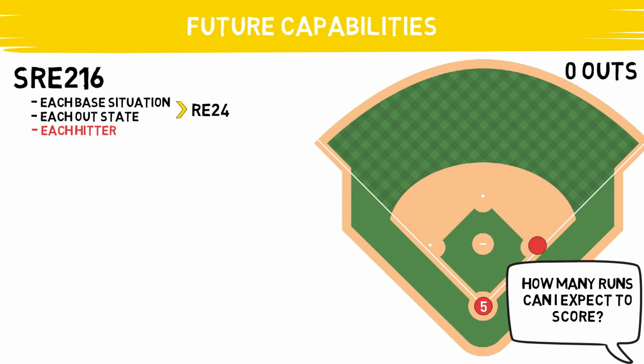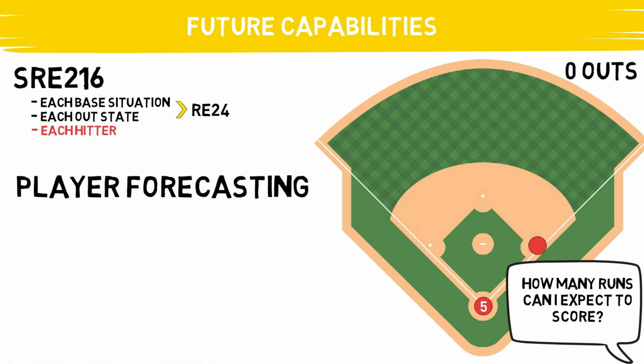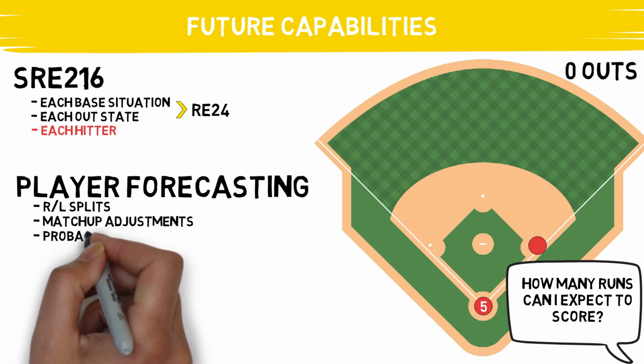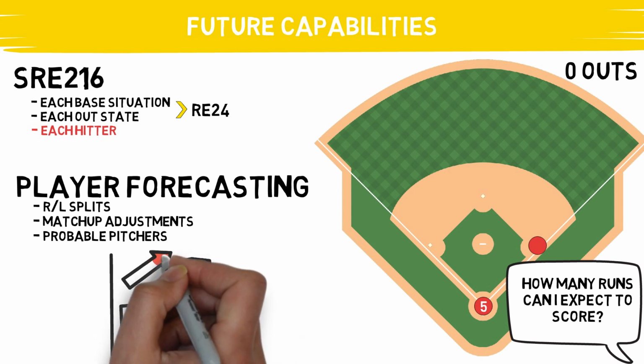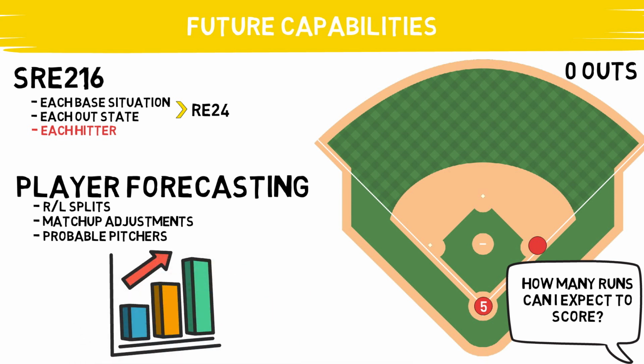The Seqnzr team is also working on player forecasting, which will allow the coach to analyze run expectancy based on predicted performance against an opponent's probable pitchers. Seqnzr allows you to take a data-driven approach to your offensive strategy, empowering you to score more runs and win more games.